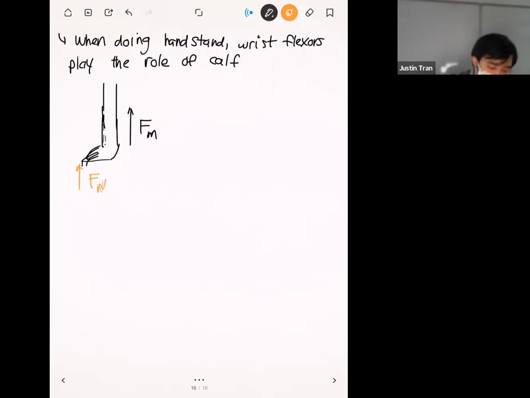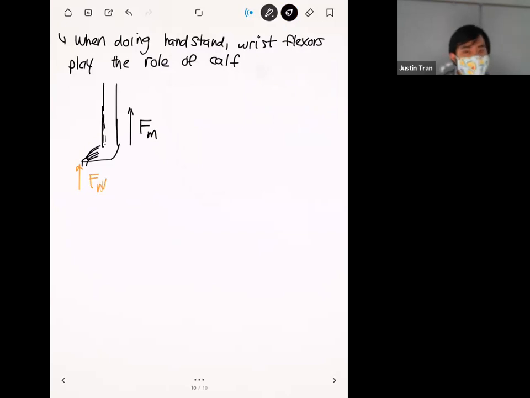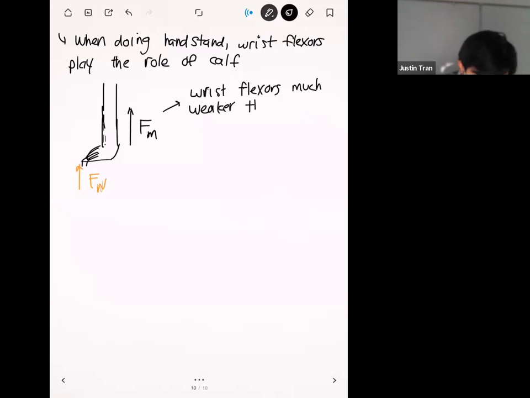Right. And so when you're doing a handstand, your wrists are performing that same role. The problem with this is that your wrist flexors are not nearly as strong as your calves. In addition to that, their lever arm, or basically the attachment distance between your wrist flexors and the joint, is a lot smaller.